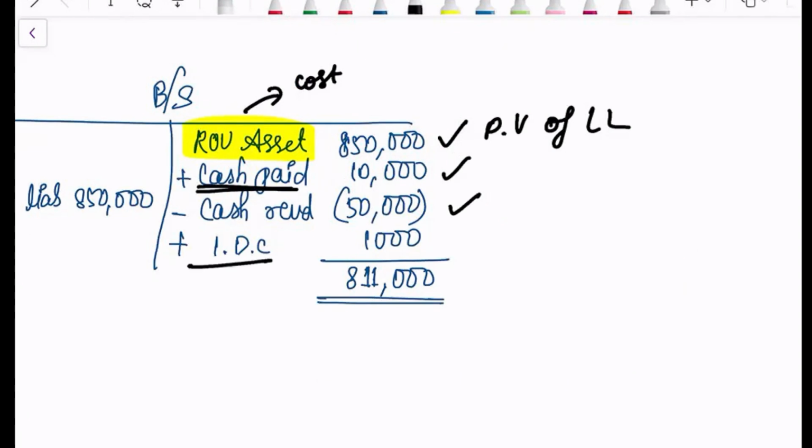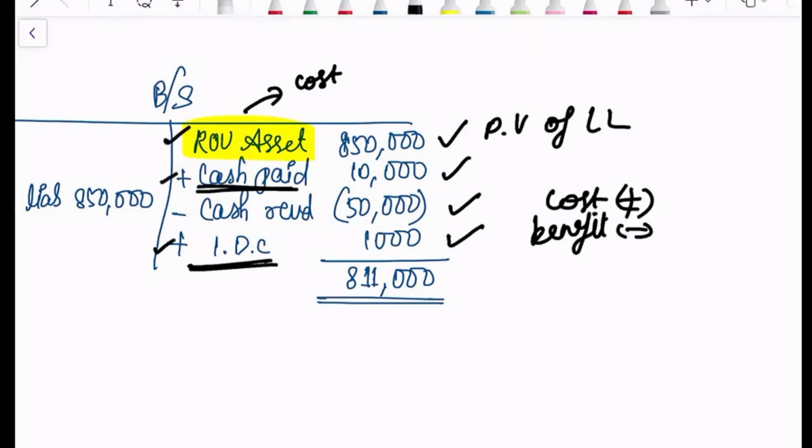And the lessee has also made an initial direct cost of 1,000 rupees. That again you will add. So whatever costs are there, you have to add it. If there is any benefit, you have to minus it. Okay, simple. So for the ROU asset, lease payments are a cost, cash paid is a cost, initial direct cost is a cost. Only this cash received is the benefit, so you minus that.